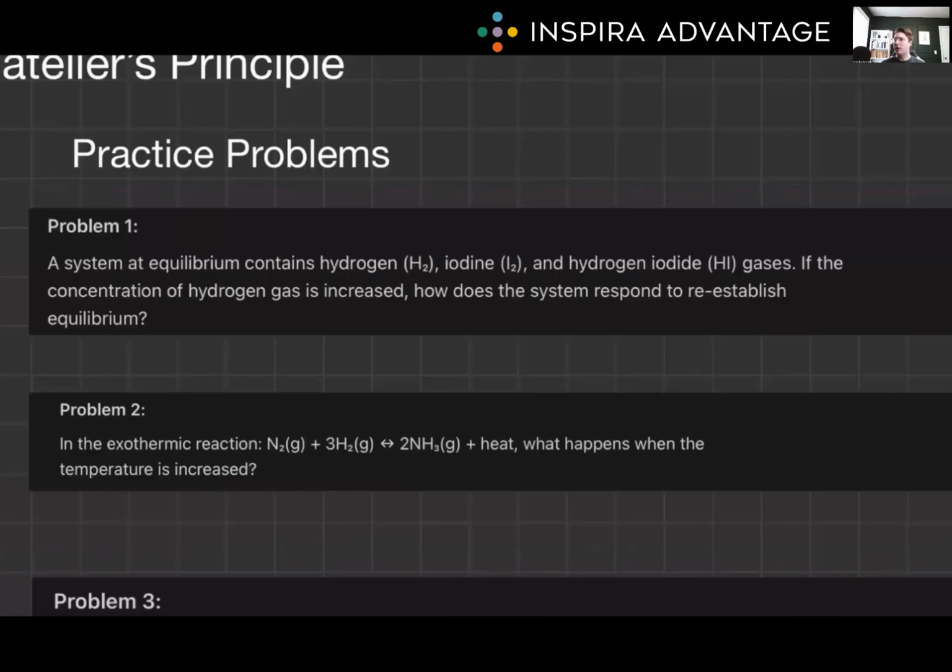Now, I know it can be very difficult to understand what's going on when we just look at the definitions of Le Châtelier's principle. That's why I put together a bunch of practice problems to help us understand this. So let's start walking through them.